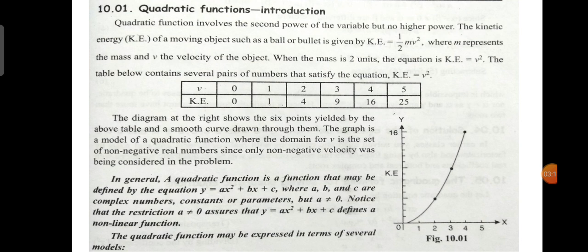That is non-negative. It will not be equal to 0, and it is greater than 0. So that is a quadratic function.